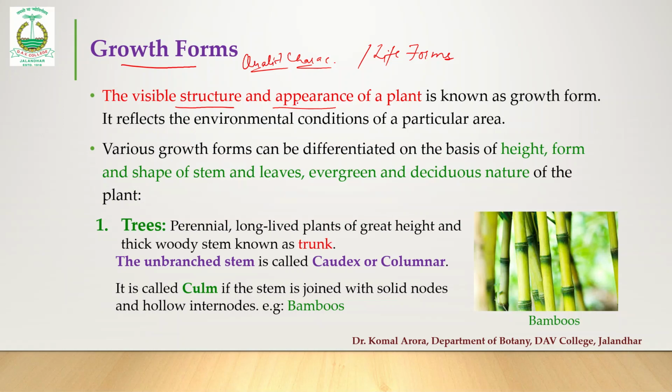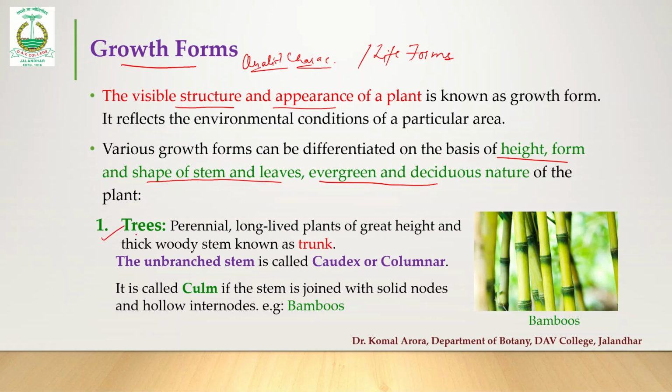So what is the appearance of the plant? What is its height? What is its nature? Is it herbaceous, a tree? That is called the growth form. Now, various growth forms have been differentiated on the basis of height, form and shape of stem and leaves, whether they are evergreen or deciduous in nature. On that criteria, we have a number of growth forms in plants.